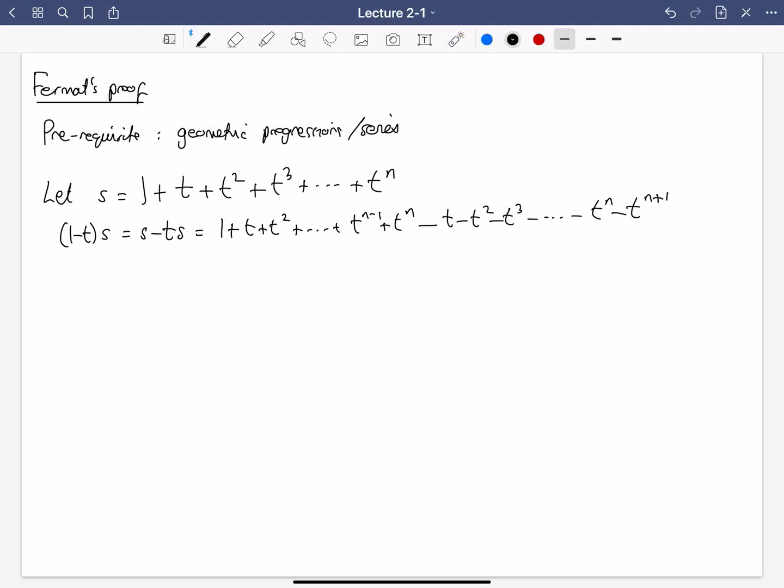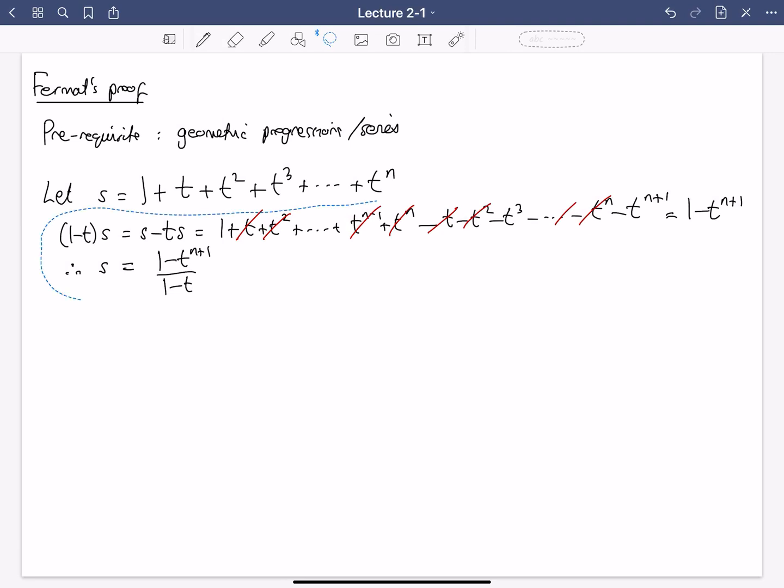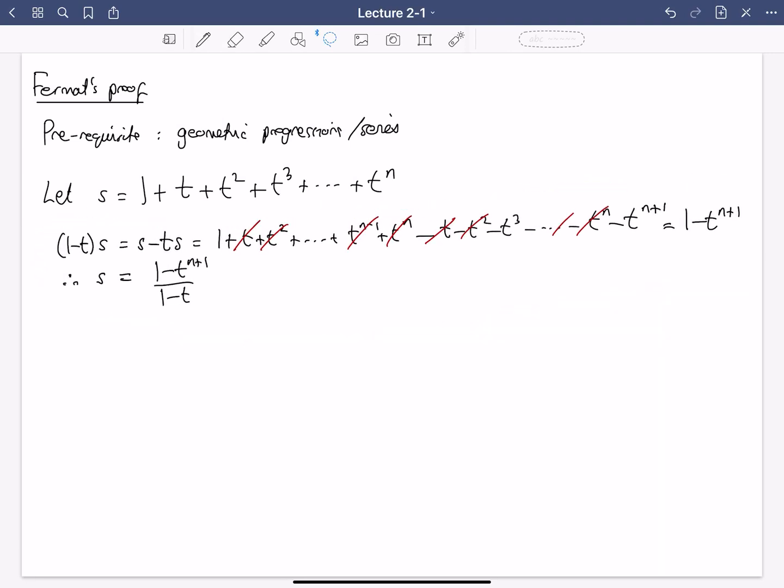Okay, so that's that quantity, and that looks a bit horrible, but if you look at this, you see that there's a t and a minus t, there's a t squared and a minus t squared, there's a t to the n minus 1 and a minus t to the n minus 1, and then there's a t to the n and a minus t to the n. So all you're left with, everything cancels, except for the very first guy and the very last guy. And now if you divide both sides of this equation through by 1 minus t, so t had better not be 1, then you get that S is, the right-hand side, 1 minus t to the n plus 1 over 1 minus t. Okay, so that's that calculation, how to sum the geometric progression.